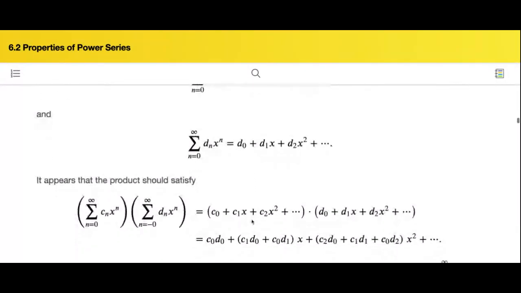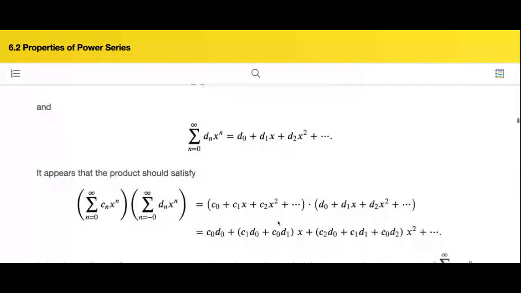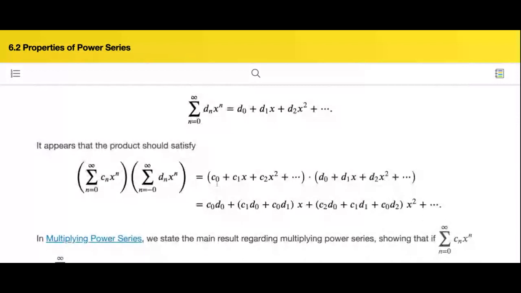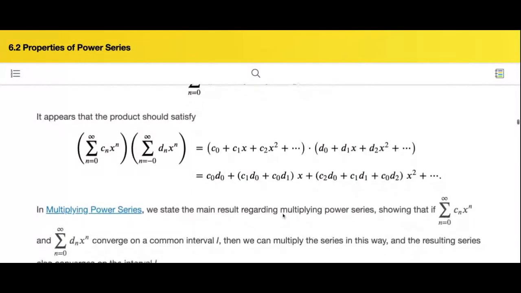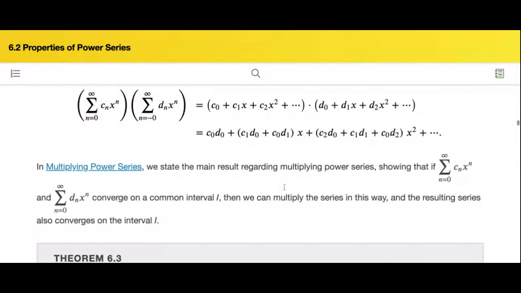It appears that we just multiply those two series, and we have to multiply term by term. So we get c0 d0, and so on and so forth. Just like multiplying polynomials, but this is infinitely many polynomials.